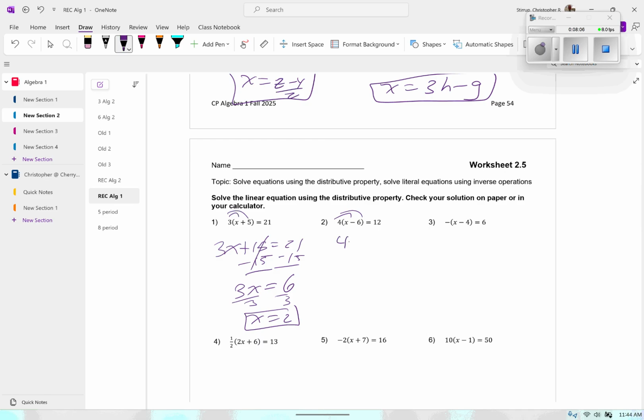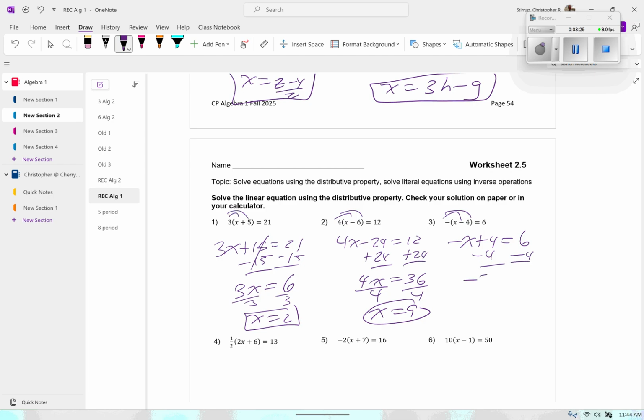Distribute over here, so I'm going to get 4x minus 24 equals 12. Add 24 to both sides. 4x is equal to 36. Divide by 4. X equals 9. Here I'll distribute the negative over the parentheses. Change the signs. Subtract 4. Multiply each side by negative 1. So x equals negative 2.